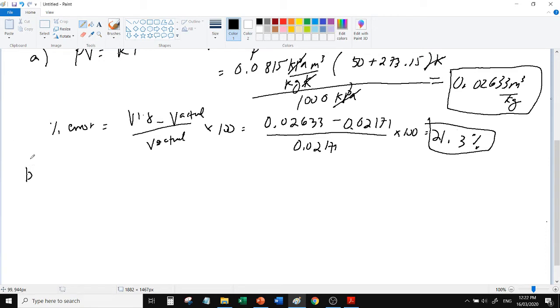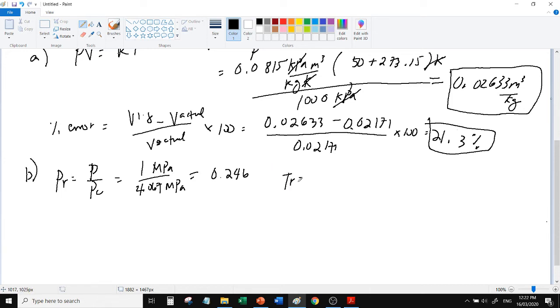For letter B, before we can use compressibility charts, we have to compute for the reduced pressure. So that is P over PC. So that's 1 megapascal, diba? 1 megapascal over the given 4.067 megapascal critical pressure of refrigerant 134-A equal to 0.246. So that's the reduced pressure.